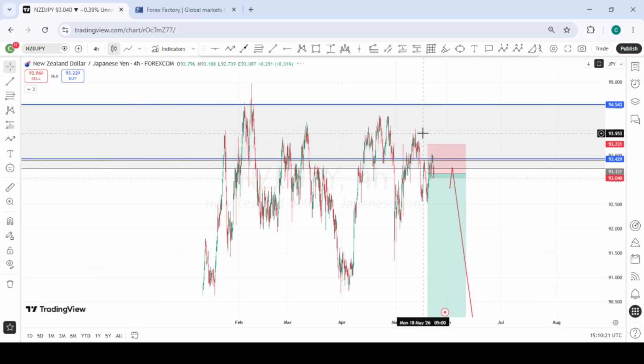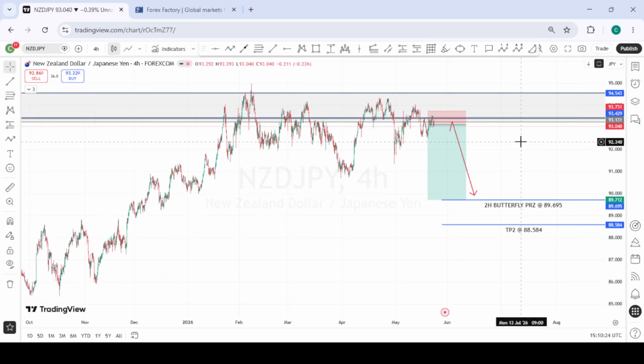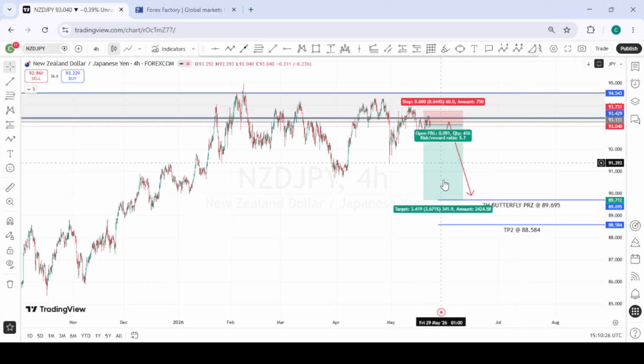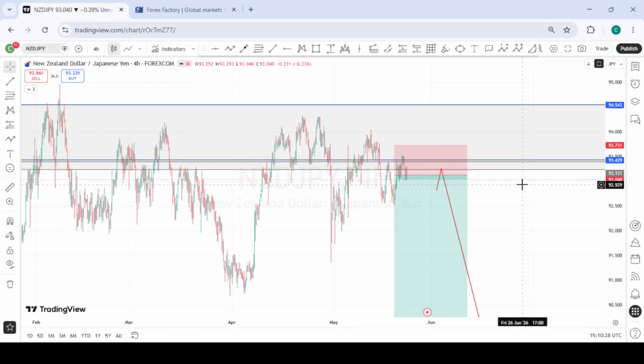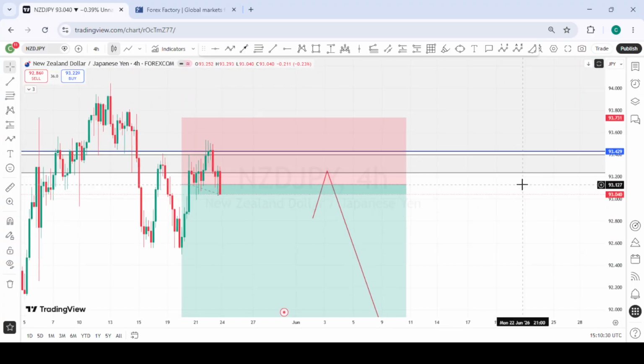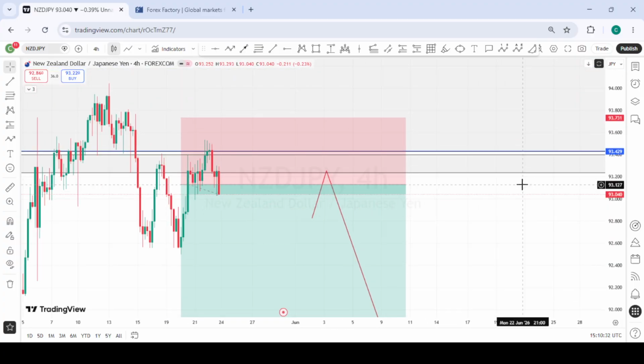And we're also currently in this position on NZDCHF as well, which we are anticipating that price is going to drop a bit more to the downside. So we are holding on to this position too on NZDCHF.